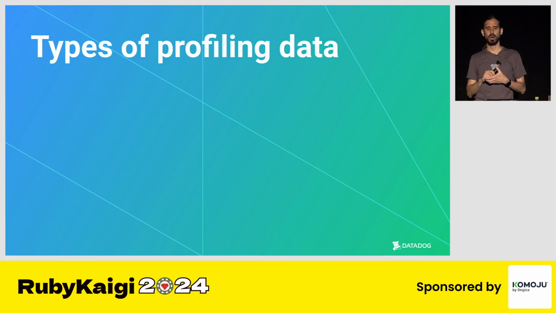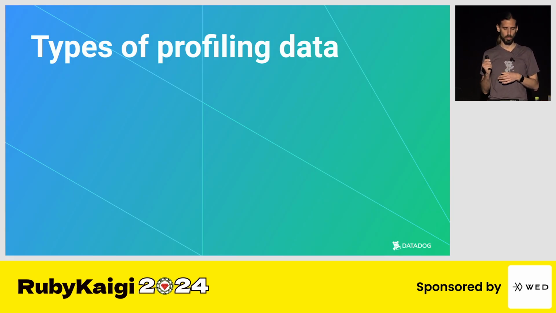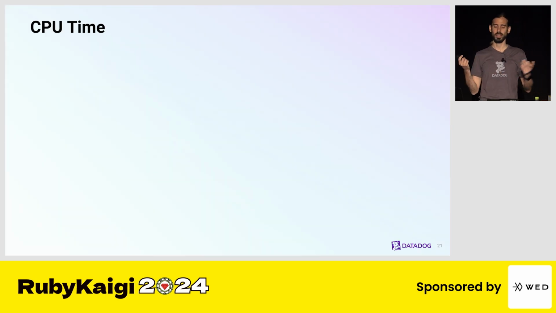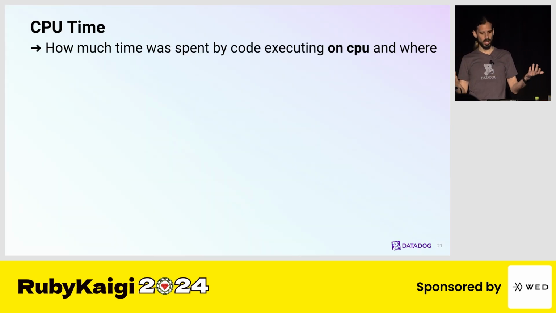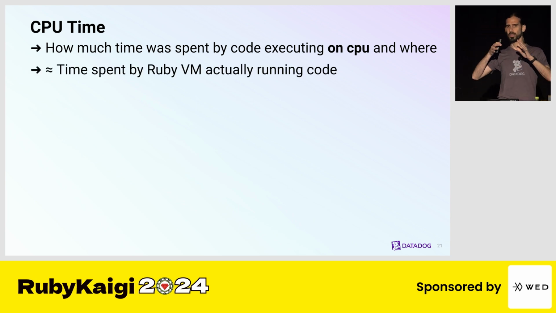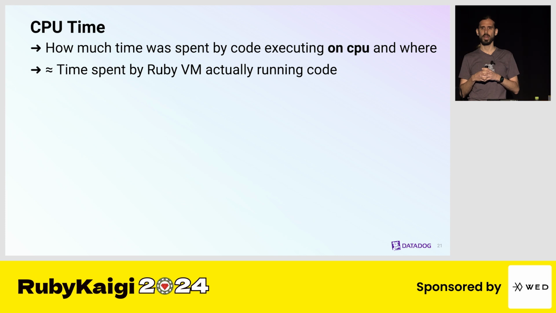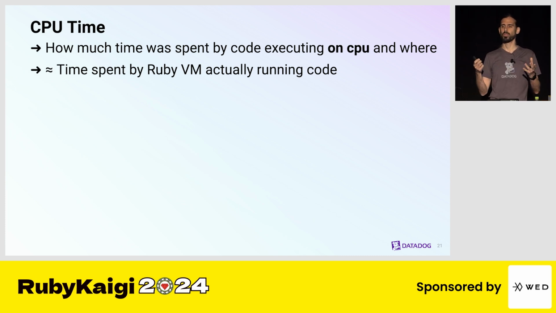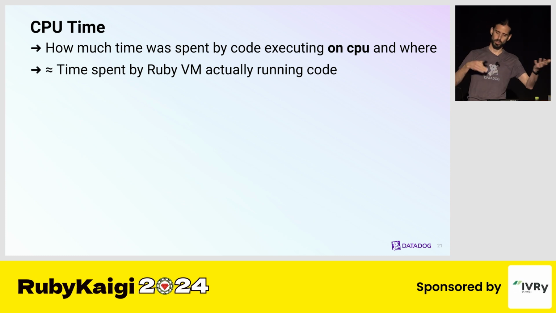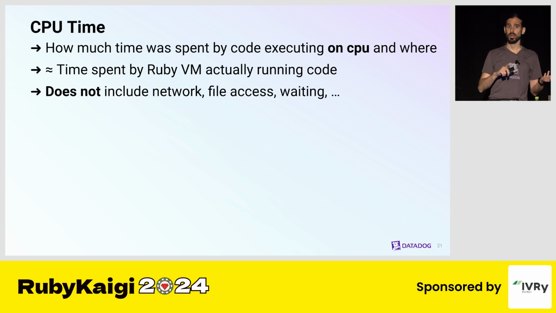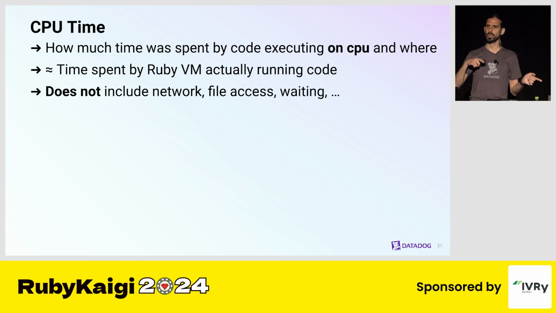OK, let's talk about profiling data and the types of profiling data that we can gather right now in this Ruby profiler. The first one is a classic, CPU time. So how much time was spent by code executing on CPU and where? So this roughly correlates to time spent by the Ruby VM actually running code. Although if you have code in a native extension and the native extension also does a lot of work, it will also be included. In particular, the key is that this does not include network, file access, waiting, etc., because these things do not use the CPU.